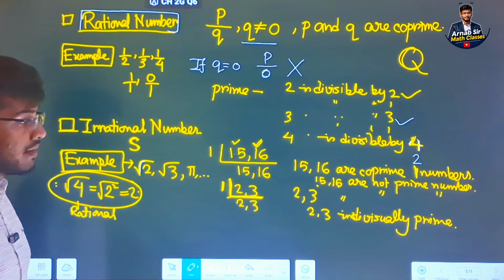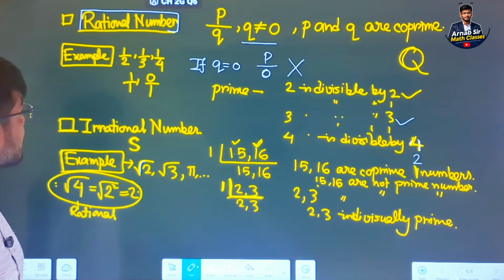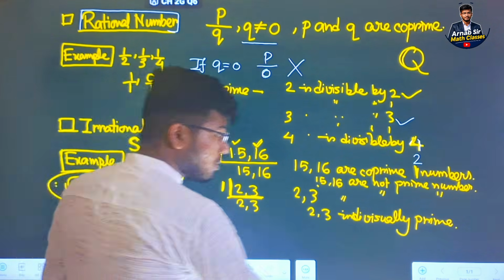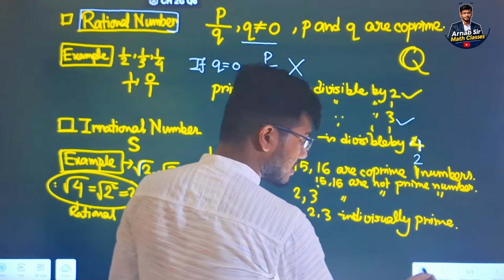Up to this all are clear? Okay. So next I discuss what is the detailed definition of rational number. Okay. So I go to the next page. Page number 2.